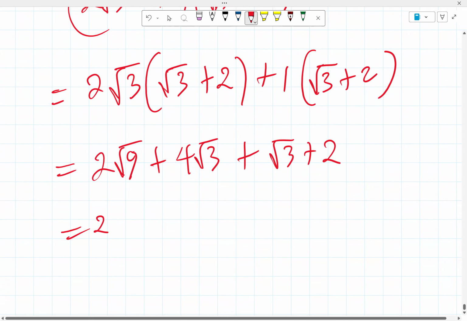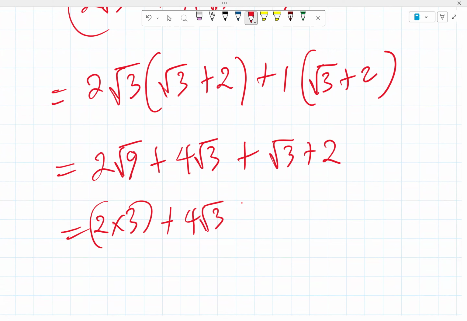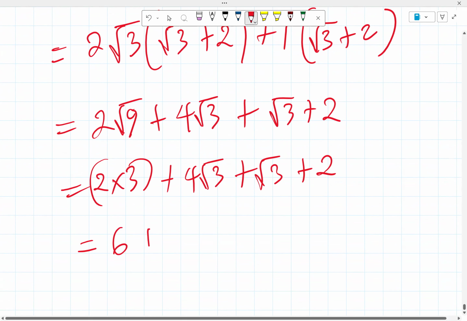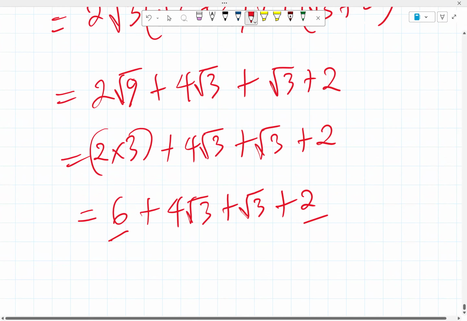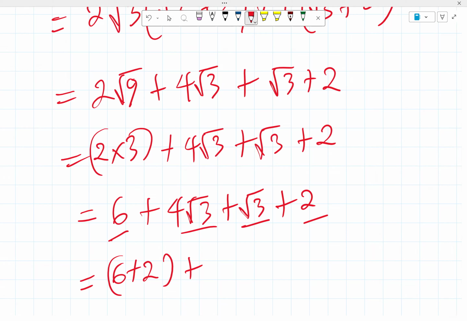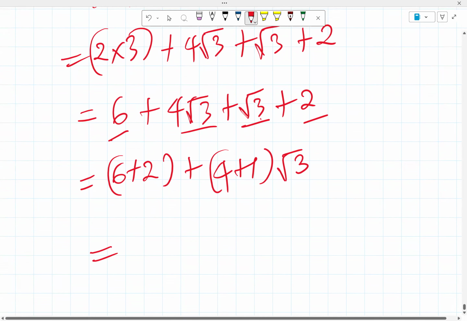So this is now 2 root 9, which is 2 times 3, plus 4 root 3, plus root 3, plus 2. So 2 times 3 is 6, plus 4 root 3, plus root 3, plus 2. So we collect like terms. These are without radicals, so we have 6 plus 2. These ones are with radicals and they are like, so we have 4 plus 1. The coefficient of root 3 here is 4, the coefficient of root 3 here is 1. So all of that into root 3. So we have 8 plus 5 root 3. That's what that will be.